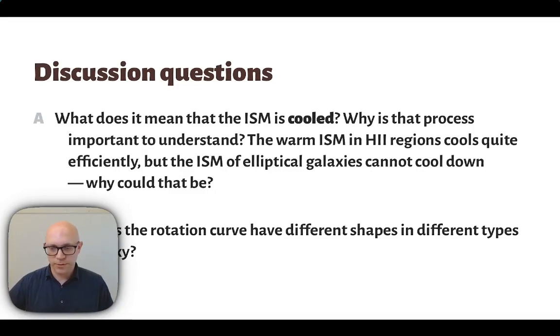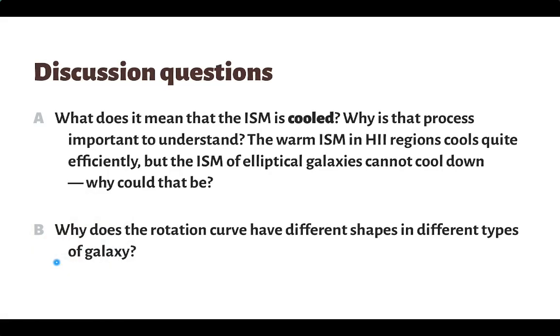That was it for now. Now I would like you to think a little bit about this session's discussion questions. These are question A. What does it mean that the ISM is cooled? Why is the process important to understand? The warm ISM in H2 regions is cooling quite efficiently, but the likewise warm ISM or even hot ISM of elliptical galaxies cannot cool down very efficiently or at all. What is the difference? Why could that be?